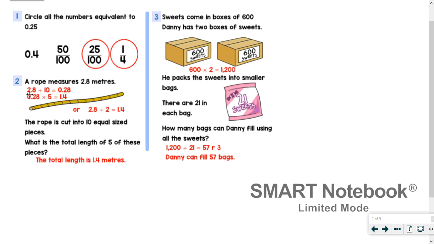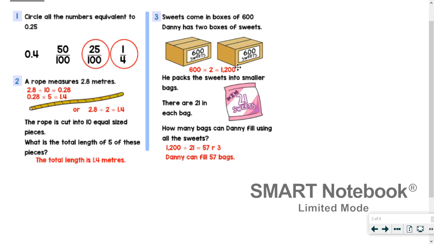Or you could have followed each instruction. 2.8 cut into 10 equal sized pieces, so divided by 10 is 0.28. And then we want the total length of 5 of them. So 0.28 times 5 is 1.4. Either way, the total length is 1.4 meters.